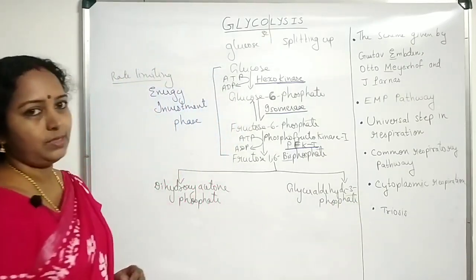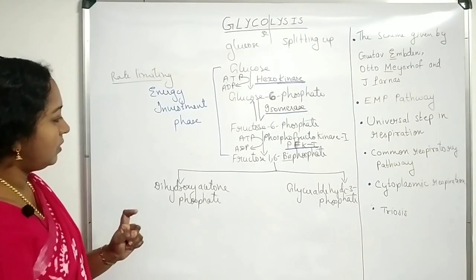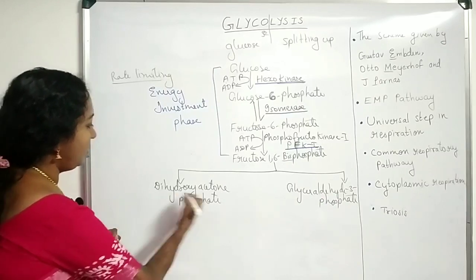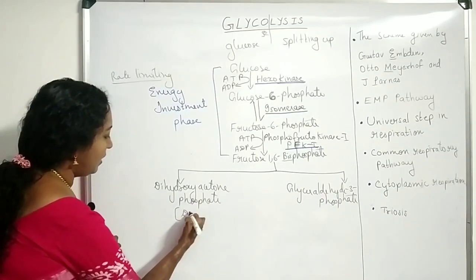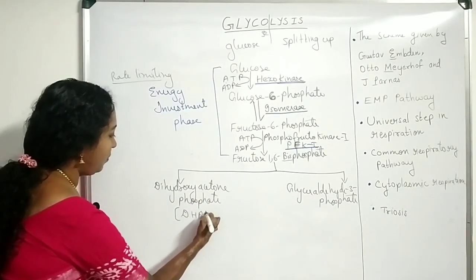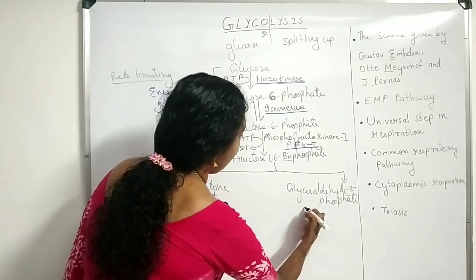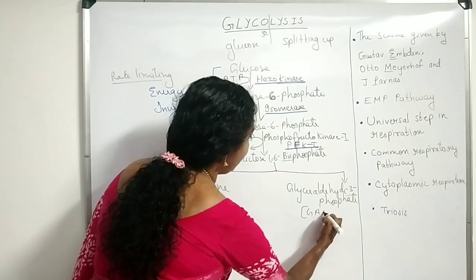Glyceraldehyde 3-phosphate. Now don't just get frightened by looking at the name. Let us come to some easy step. You can just call this DAP, DHAP, and this we can call GAP.